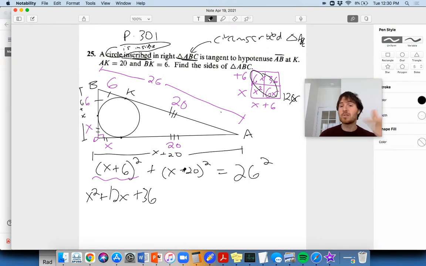Here, I'll go through this a little quicker. I'll do this one in my head just because we might as well go faster. If you understand what I was doing there, you'll understand this. X squared would be x times x. X times 20 would be 20x. But you got to do that twice.